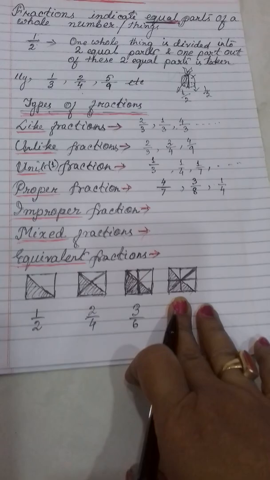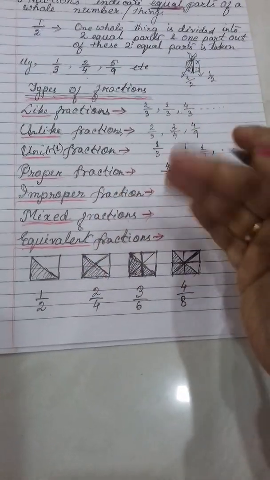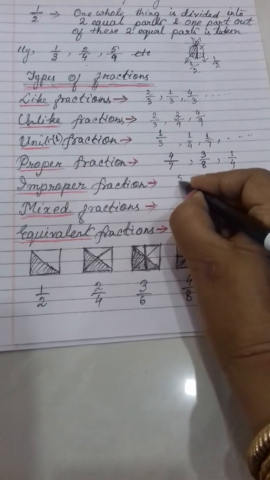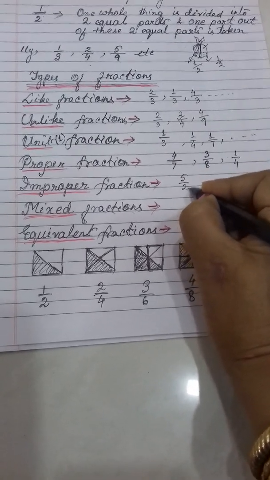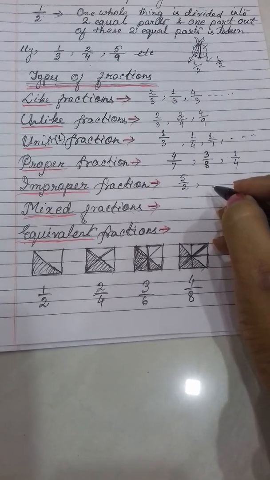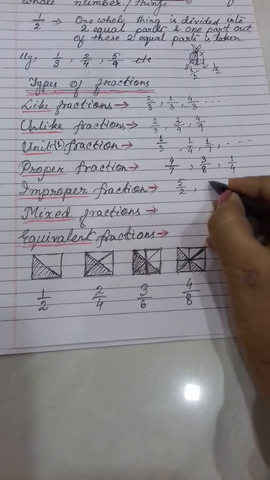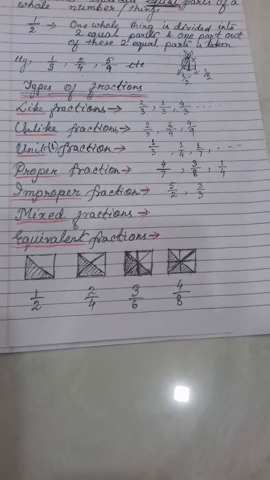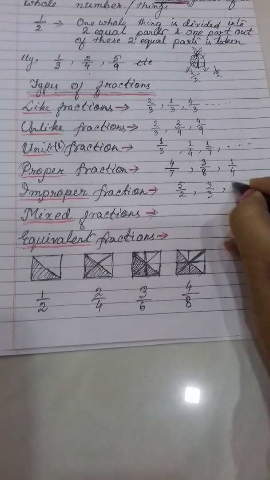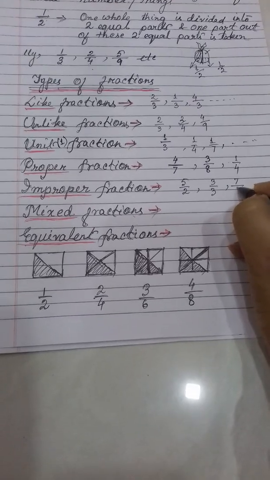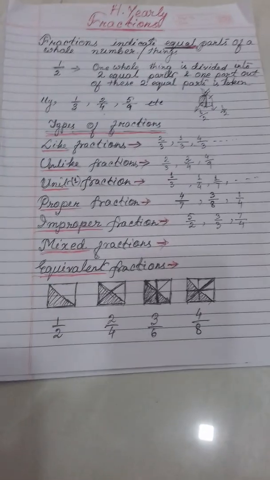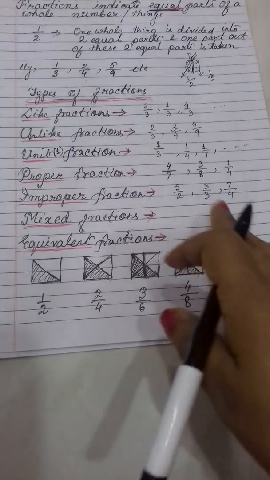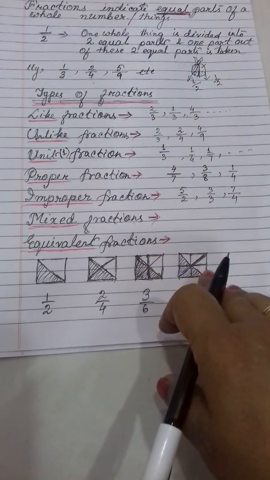Clear? Now improper fraction, just the opposite one of proper fraction, where numerator is greater than the denominator, or numerator is equal to the denominator. Clear or not? These type of fractions are also known as what? Improper fraction. Either numerator will be equal to denominator or it will be greater than the denominator.